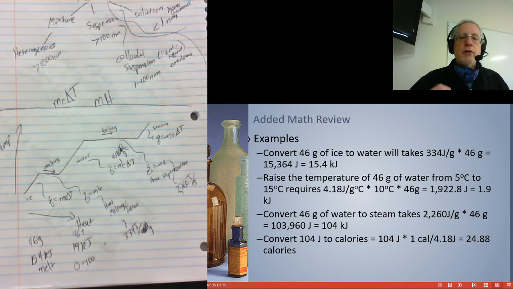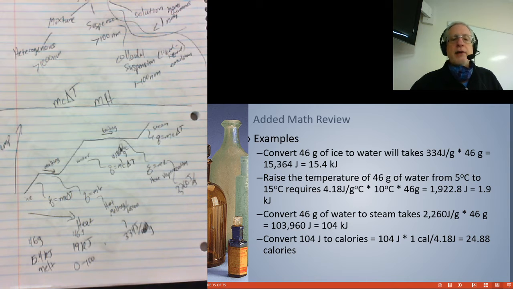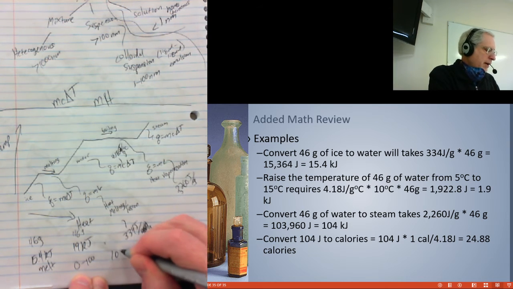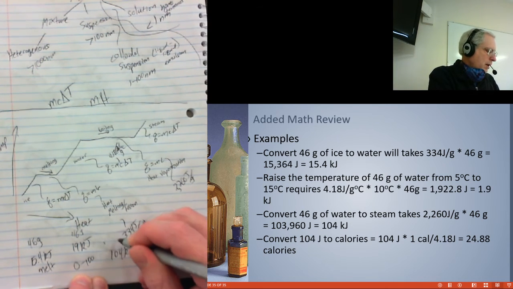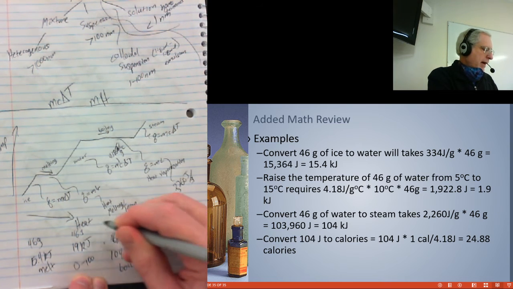Now what if I just wanted to boil that 46 grams of water to steam? Well, now I use mH. The H for boiling is 2,260. 2,260 times 46 grams would be 104 kilojoules. So it's 104 kilojoules to boil that same 46 grams.